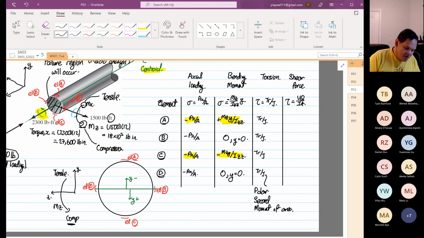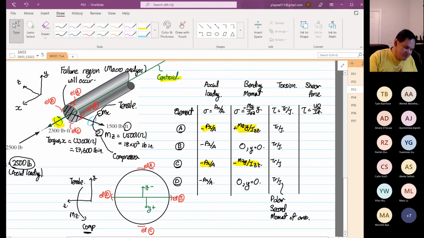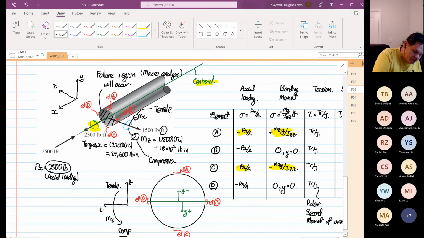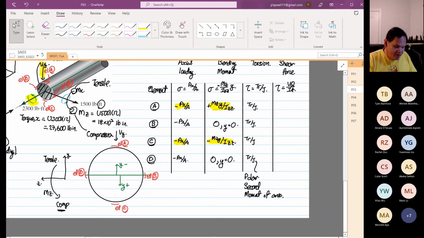So now let's say, just an example, we have a force coming down vertically, and this is your Vy. This is something new that I add. So don't worry about this first, but I'm going to tell you that the Vy at point A is zero, at point C is zero, at point B is VQ over It, and at point D is also VQ over It.